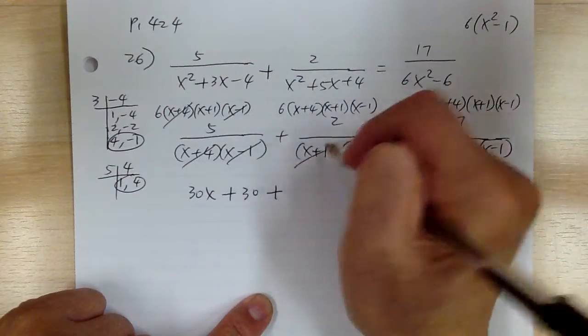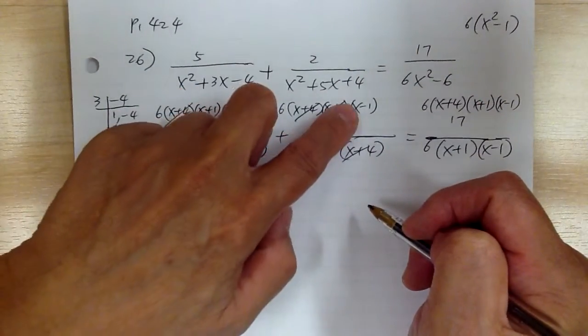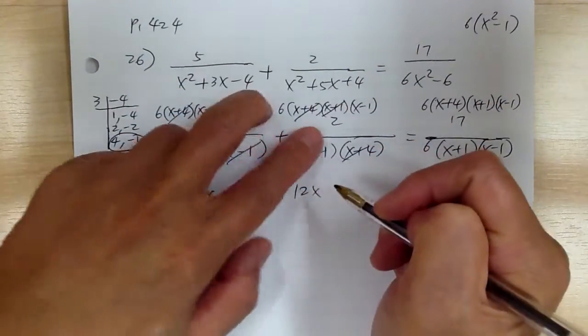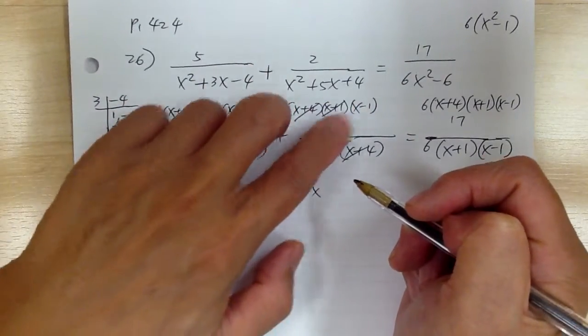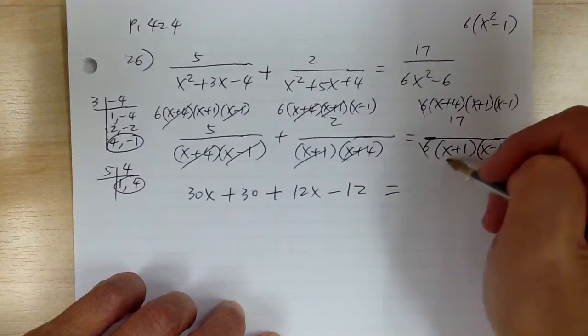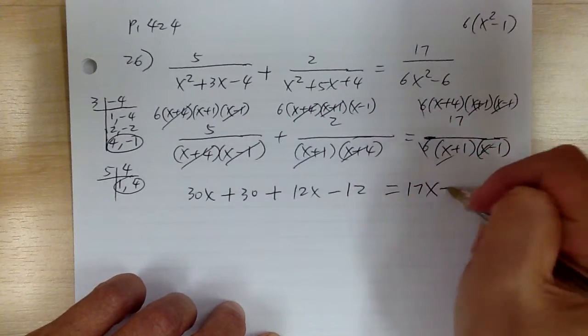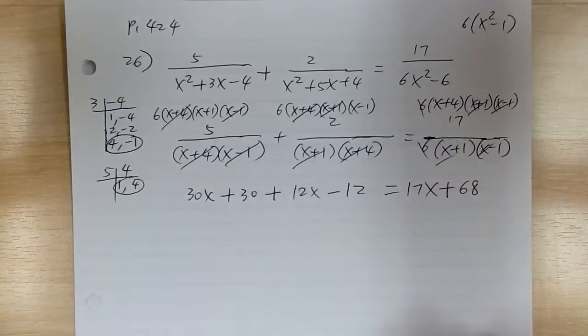Plus, this cancels with this one, this cancels with this one. So now you got 12, so you got 12 times that. So it'd be 12x, right? 12 times x gives you 12x. 12 times minus 1 gives you minus 12. This one you cancel, cancel, this cancel, cancel, cancel, cancel. So when you multiply, you get 17x plus 68.